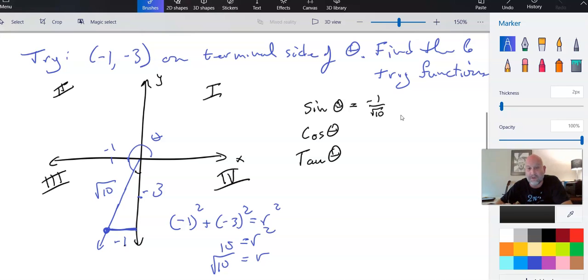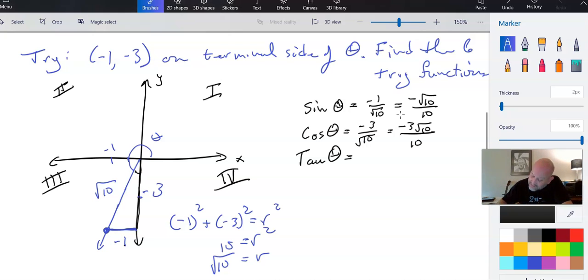Well, I can't have a square root on the bottom, so you remember we multiply top and bottom by the square root of 10, and I end up with -√10 over 10. So that works out real nice. Cosine, let's see here. Cosine's the adjacent side over the hypotenuse, which would be -3 over root 10. If I rationalize the denominator here, I get -3 root 10 over 10. Okay, so we have two of these now.